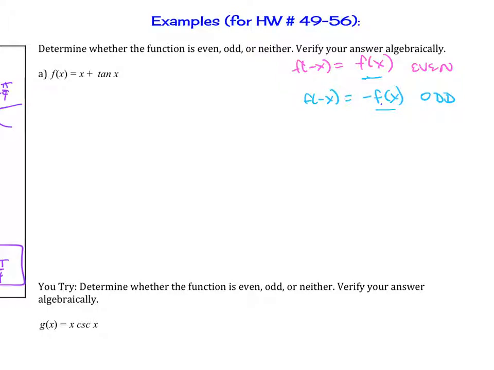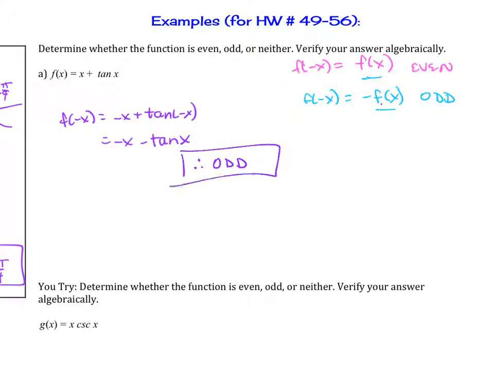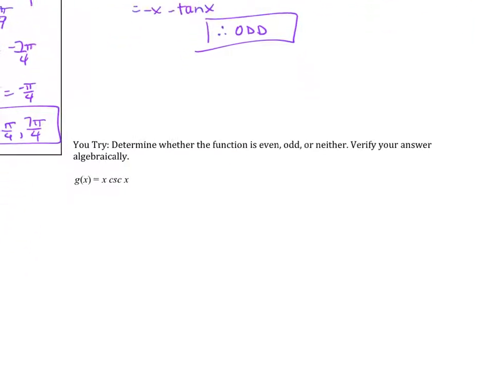So for letter A, let's try this out. We're going to plug in f of negative x. So we're going to plug in negative for all the x's and see if it changes. So negative x, that stays the same. Tangent is odd, so we know that it becomes negative tangent of x. Now we look at whether or not the signs are the same or opposite. So it's positive, positive, and now we plugged in a negative x, it's negative, negative. So therefore, this tells us that the function is odd.